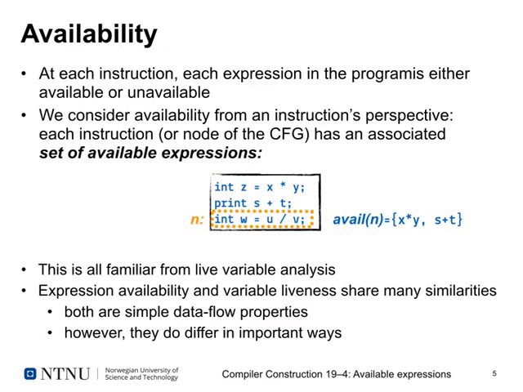So at each instruction, each expression in our program is either available or it's not available, because it has never been calculated before, or values have changed in between. So what we're doing is we are considering availability of an expression from the perspective of a single instruction here. Each instruction, or each node of my control flow graph, has an associated set of available expressions. For each instruction, for each CFG node, we can actually figure this out.